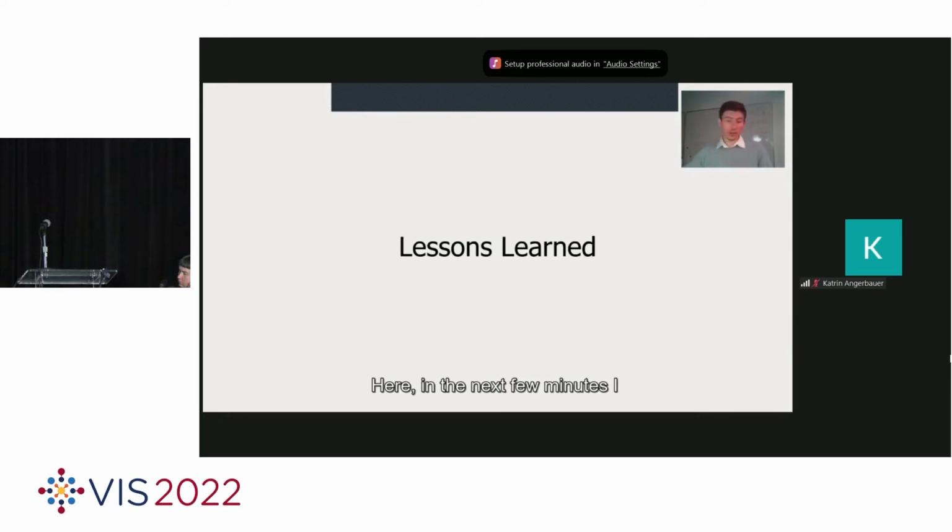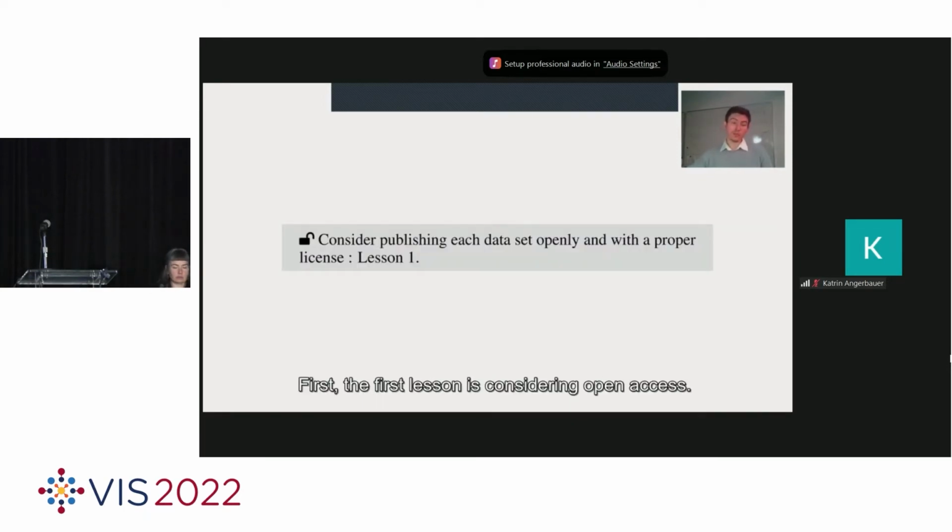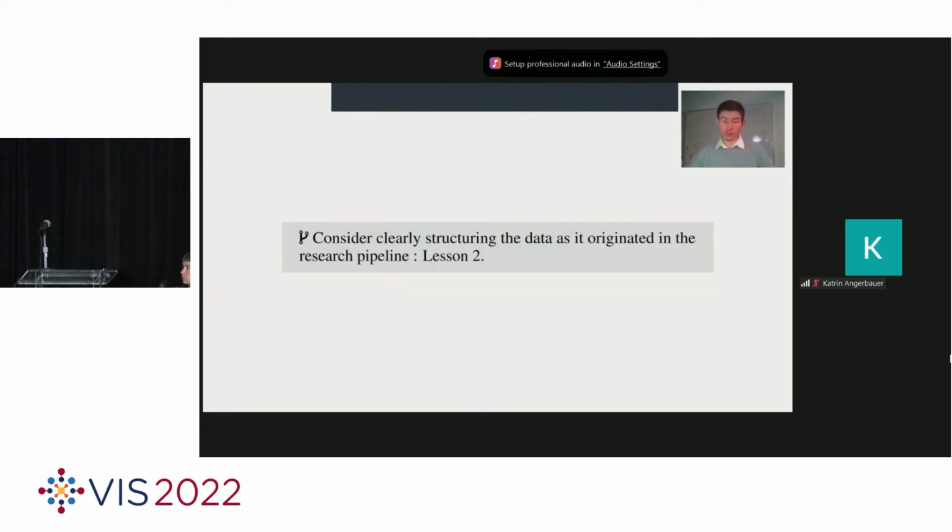And here, in the next few minutes, I would like to share some of the lessons we have learned from our hands-on experience. The first lesson is considering open access. This is possible by default and by design in DAOs, and datasets are also versioned and can always be validated. However, access in itself, if needed, can also be restricted.